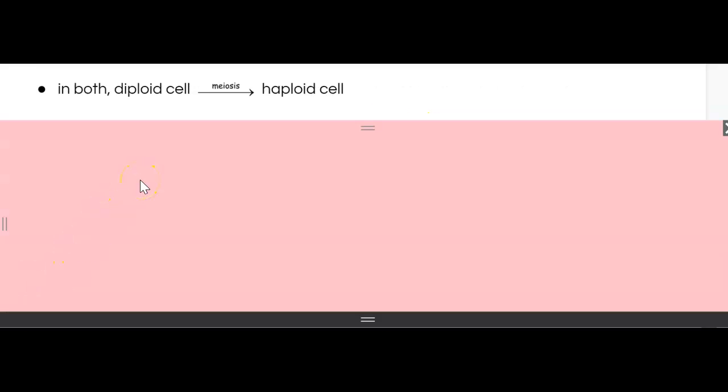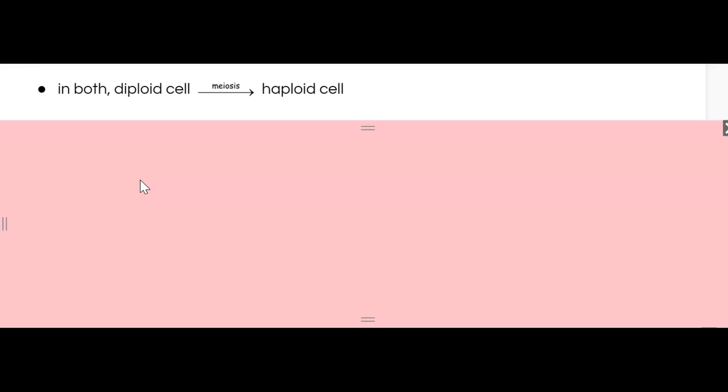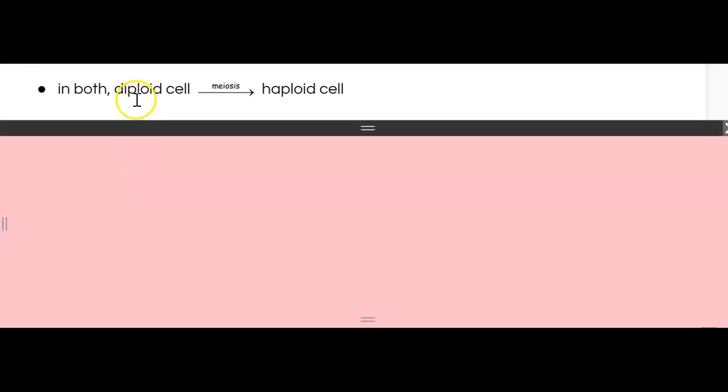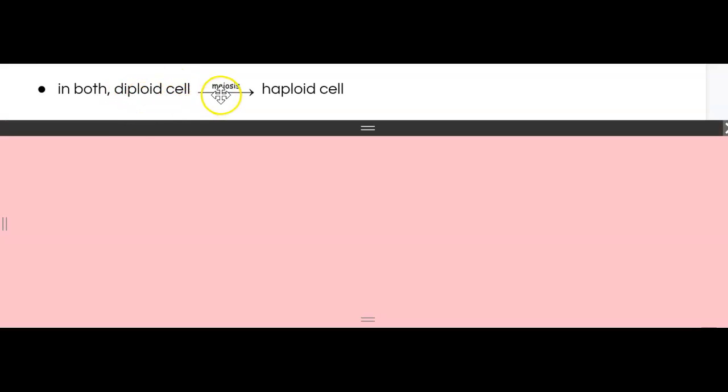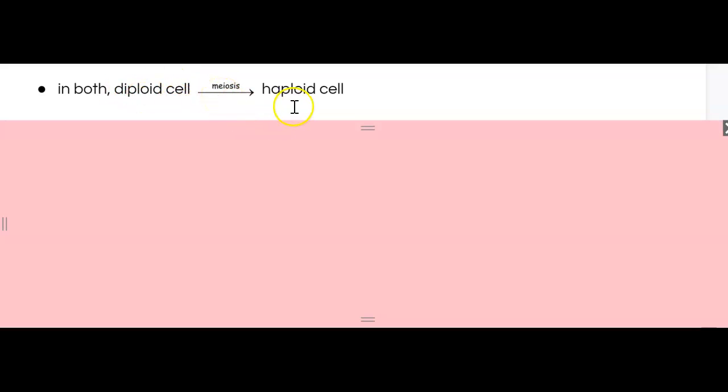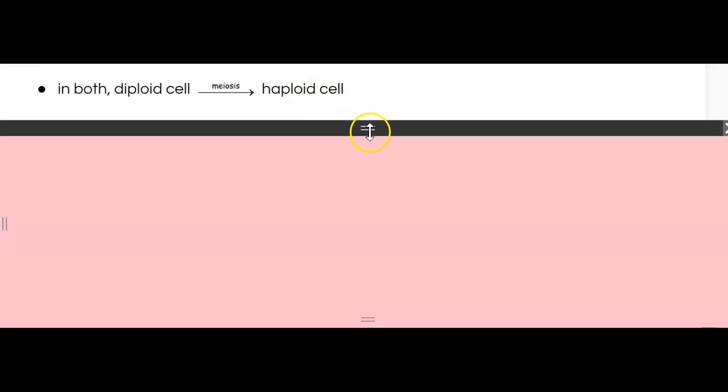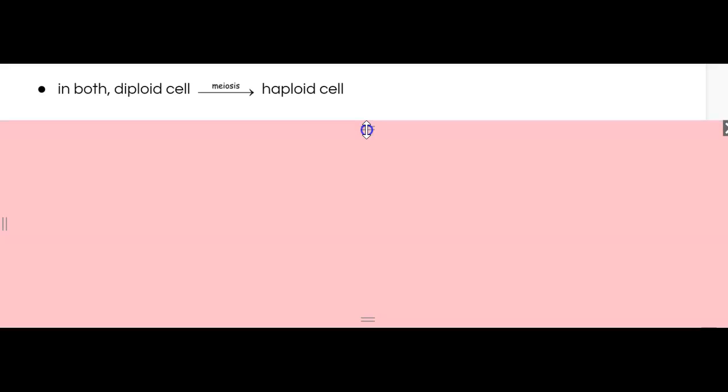Another aspect that both animal cells and plant cells have in common is that in both of these, diploid cells can become haploid cells by the process of meiosis. So we take a cell that has the full complement, let's say 46, and through meiosis it becomes a haploid cell with 23 chromosomes. And that's just talking about humans.